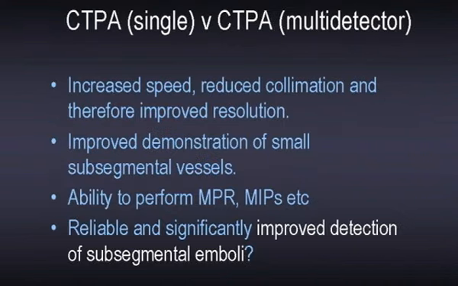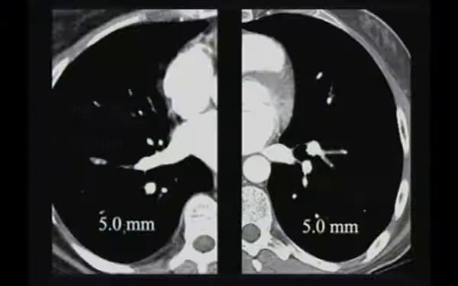So what about multi-detector CT? Well, of course, we know that with isotropic volume sets resulting from increased speed and reduced collimation of scanning, we should be able to see the smaller vessels much better and hopefully, therefore, detect pulmonary emboli. And of course, we have the additional advantage of advanced image processing, such as multiple maximum intensity projections and multiplanar reconstructions. So these are two different patients trying to illustrate the advantage of multi-detector CT.